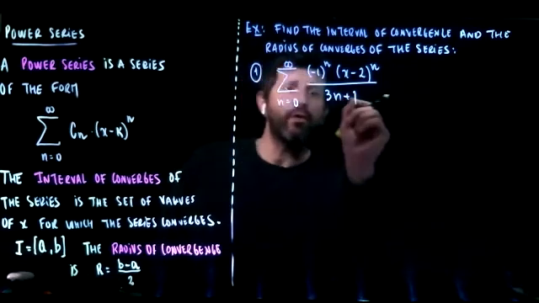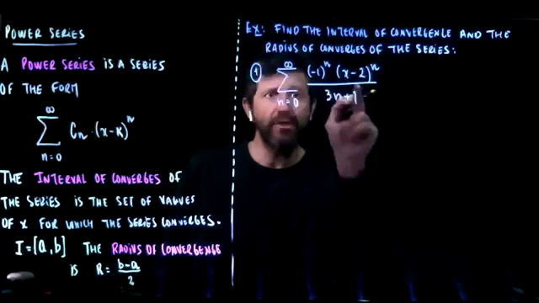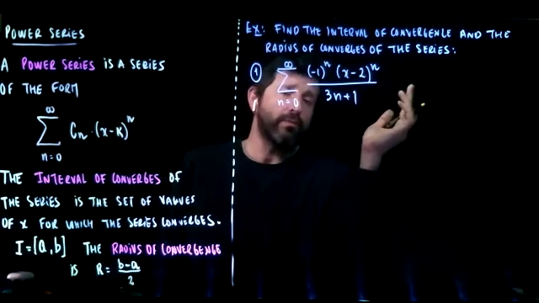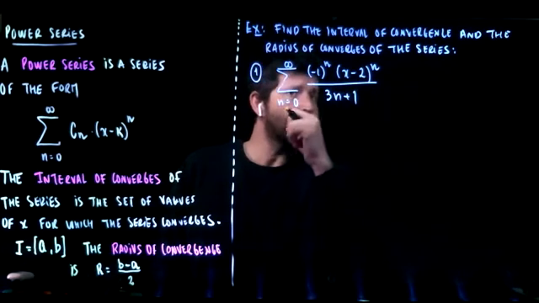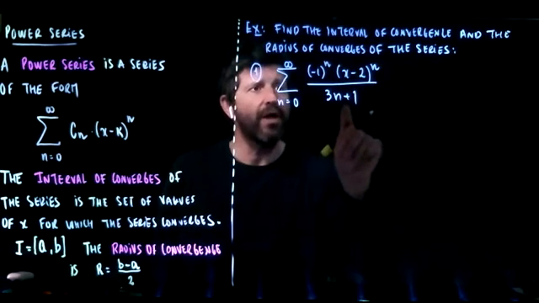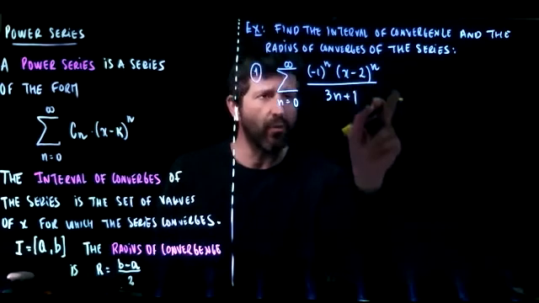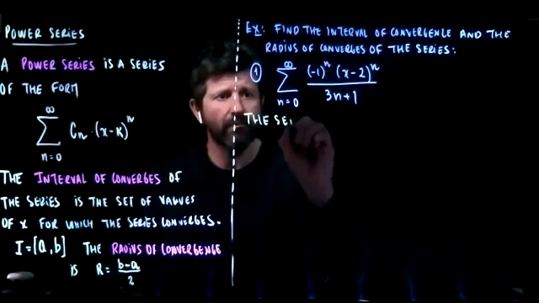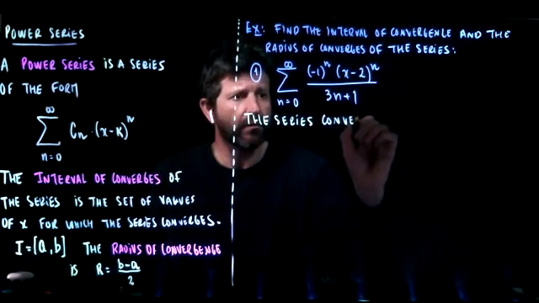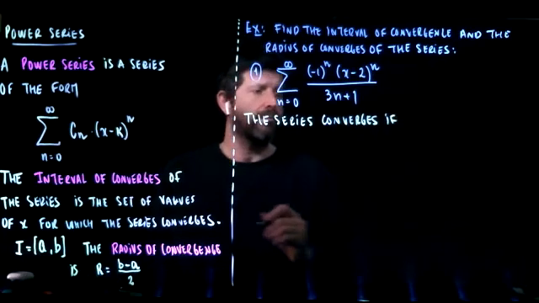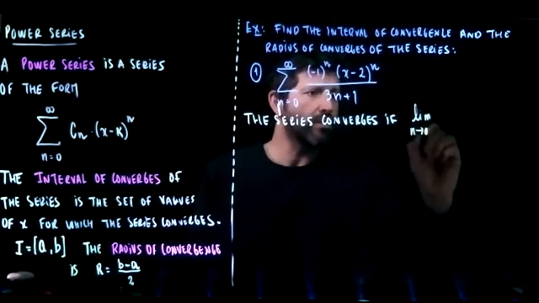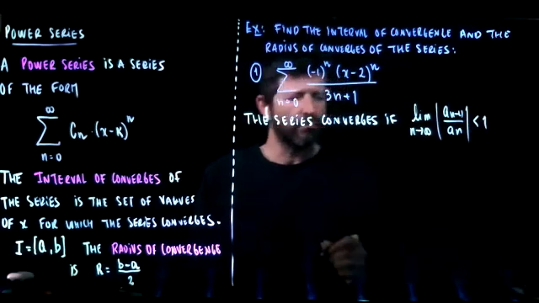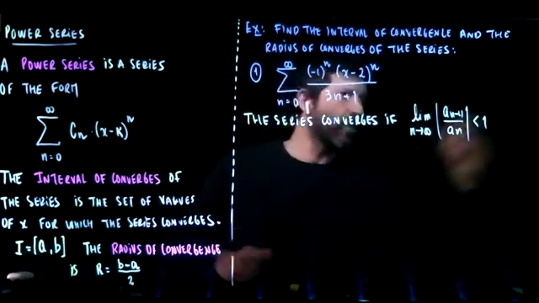Yeah, thank you. Okay, so what am I looking for? I'm looking for the values of x that make this series convergent. So I'm going to use the ratio test. If the limit as n approaches infinity of a_(n+1) over a_n in absolute value is less than 1, this series will converge. So I'm going to write this down: the series converges if the limit as n approaches infinity of a_(n+1) over a_n in absolute value is less than 1. This we know; this is what we said was the ratio test.